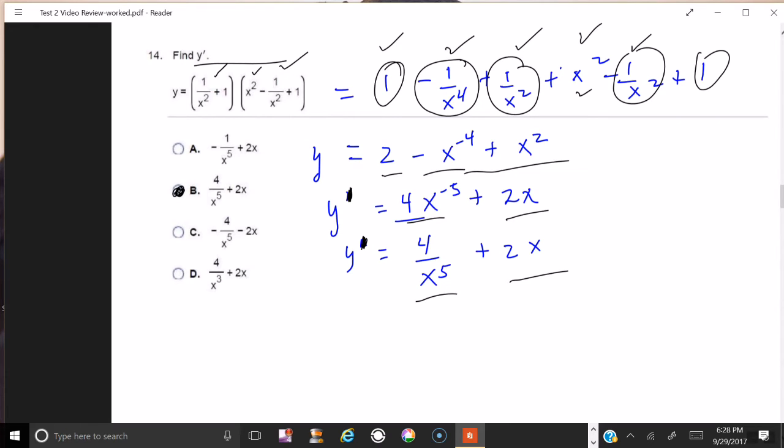So this is the first derivative. I don't know why I had written that. That's the second derivative.